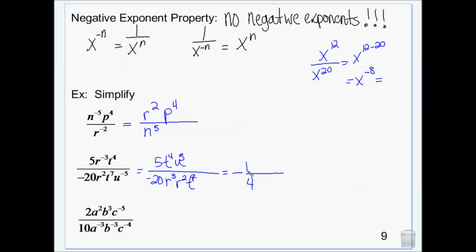R cubed times r squared, I'm going to add those exponents together, and I'm going to get r to the 5th. So I put the r's together. And now I have T4 up top, and I have T7 in the bottom. And I can subtract those exponents, and I get 7 minus 4, right? And 7's bigger. So T to the 3rd will stay in the bottom, because the 7 was in the bottom. Make sense? Then the u to the negative 5 came up top, so I get u to the 5th up here.